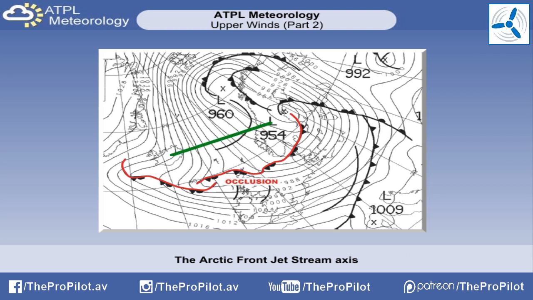The axis of the front is roughly from Iceland through to northern Norway, and as such, the jet stream is located at approximately 60 degrees north. The Arctic front itself only reaches up to 10,000 feet, suggesting that the jet stream is only found just above this level, perhaps between 10,000 and 20,000 feet.